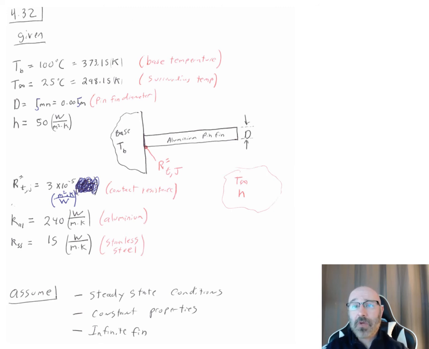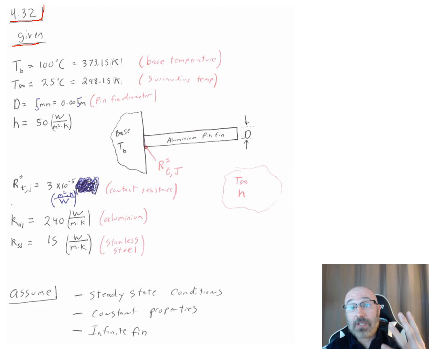So this is one that we definitely want to take our time and create a good setup page so we clearly understand everything that was given to us in the problem statement, everything that we're going to be solving for, and what assumptions we're going to make. So that's what we do there. This is for problem 4.32. Here's our given information.